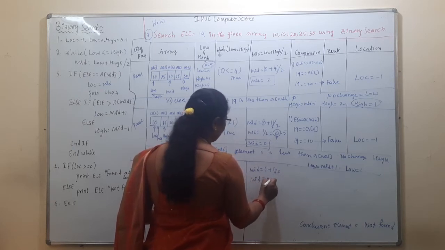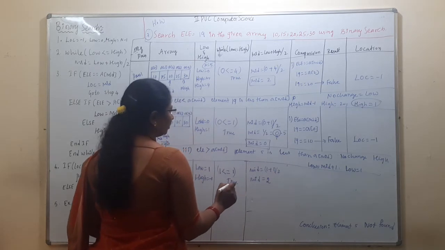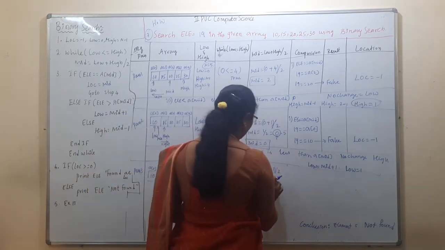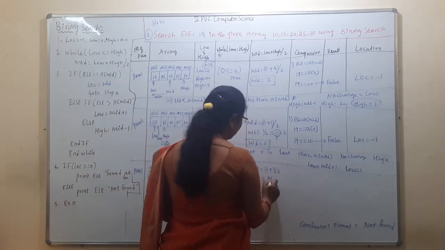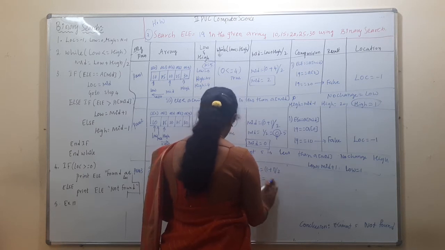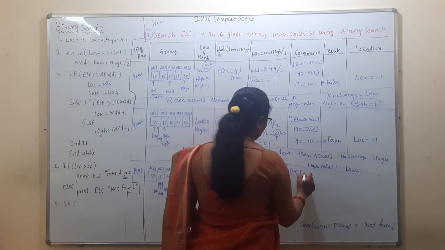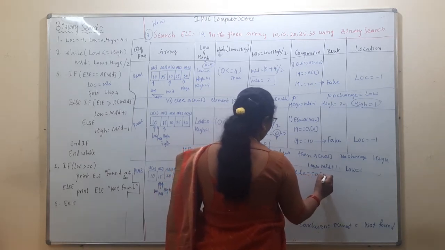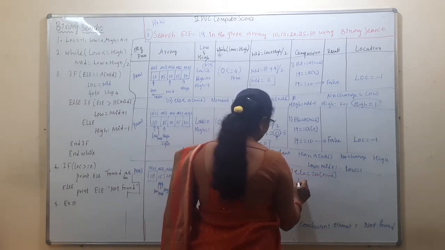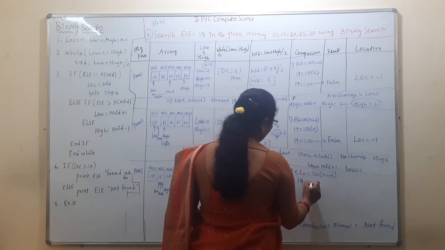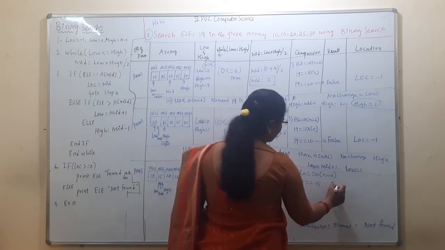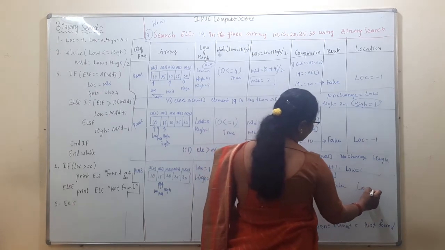Yes. Mid equals (0 plus 1) divided by 2, that is 2 divided by 2, you will get 1. Is the searching element equal to A of mid? Then 19 is equal to 15? The condition is false. No change in the location.